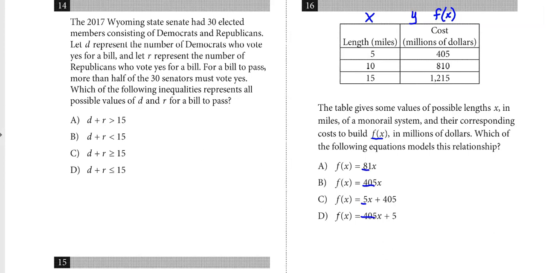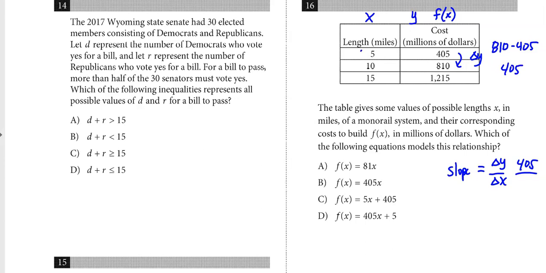So one way to do this, to me the fastest way to do this is use the table to find the slope. So the slope is how much is the y changing compared to how much is the x changing. So if I do this, it looks like the change in y is 810 minus 405. So the change in y is 405.